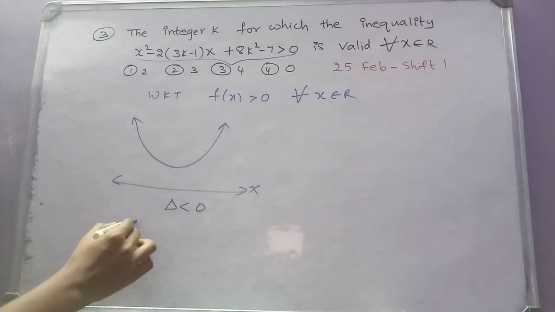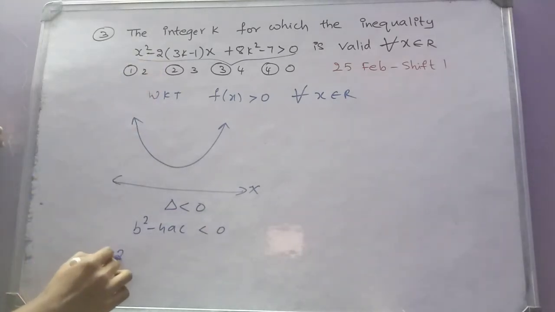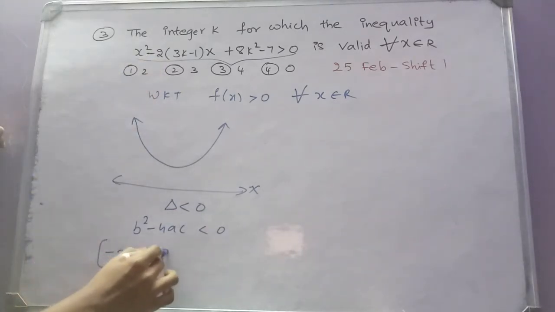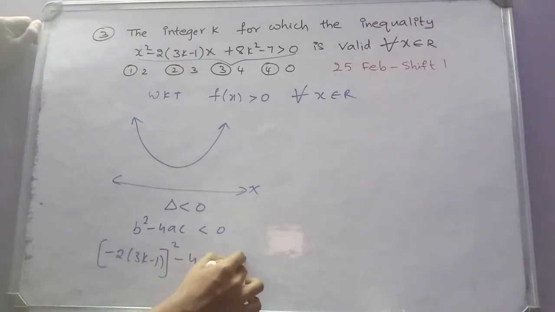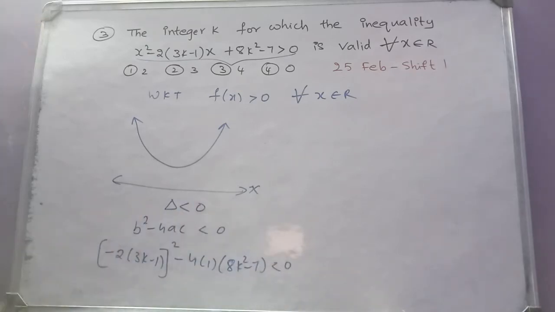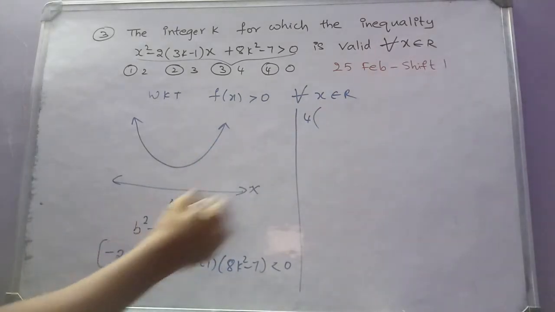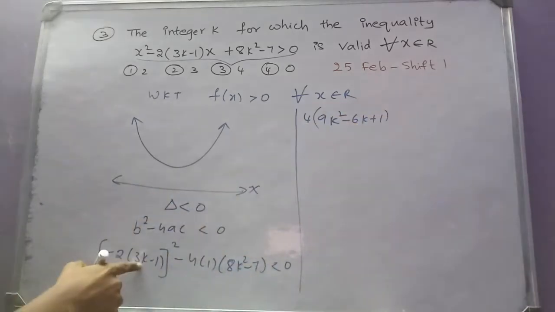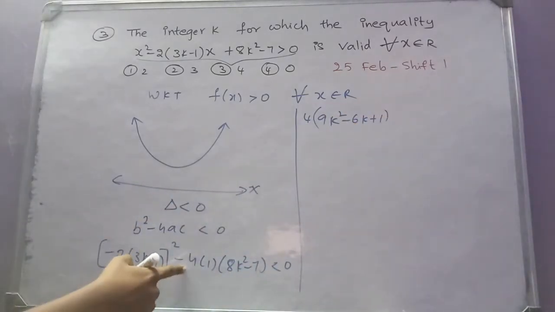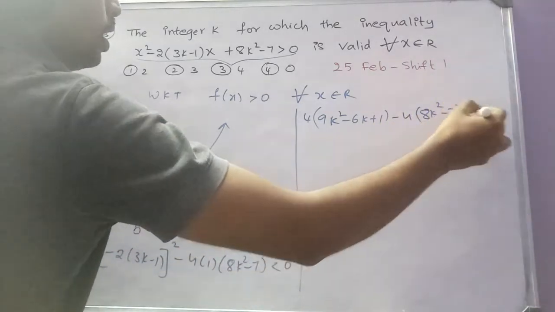That's it. So delta is b square minus 4ac, which is less than 0. So b square, which means minus 2(3k minus 1) whole square, minus 4 into a into c. So a is 1 and c is 8k square minus 7, which is less than 0. Expand: minus 2 square is 4. So 4 times (3k minus 1) whole square is 9k square minus 6k plus 1. I have used the (a minus b) whole square expansion. So minus 4 into 8k square minus 7 less than 0.